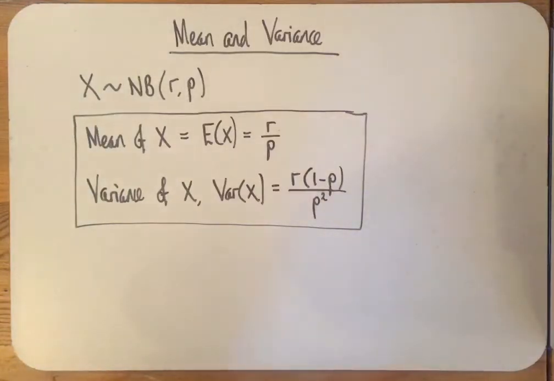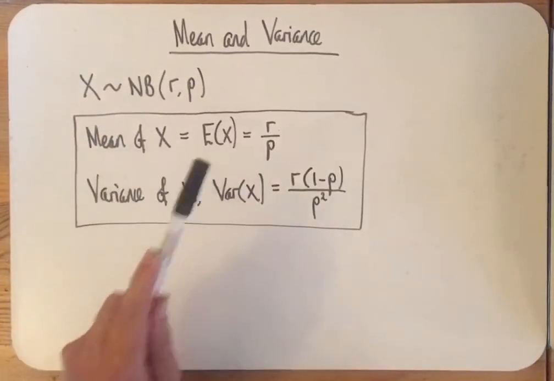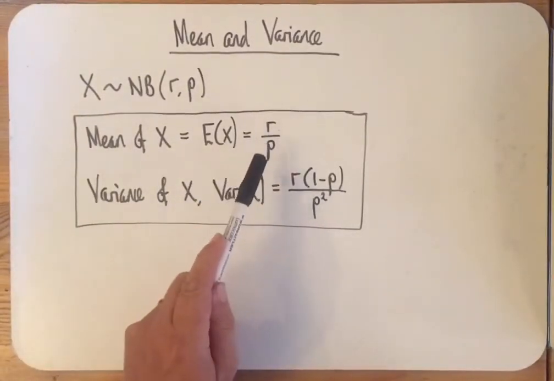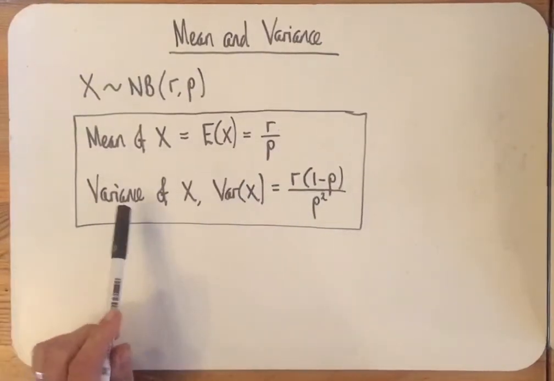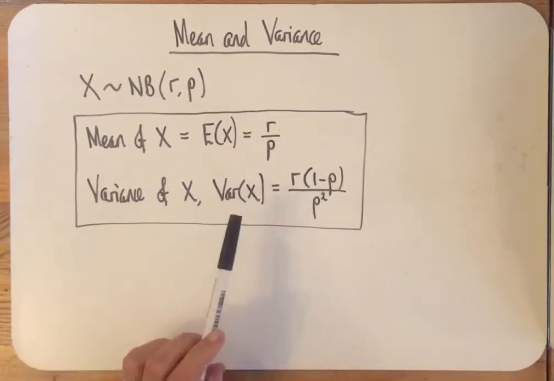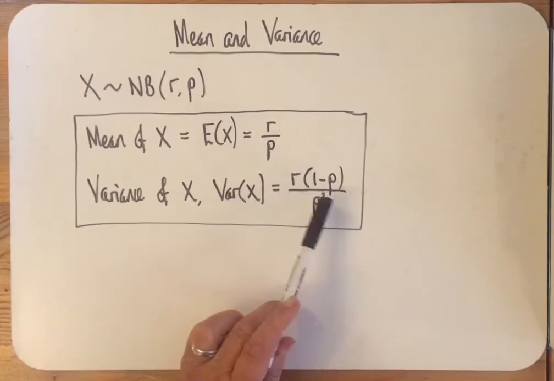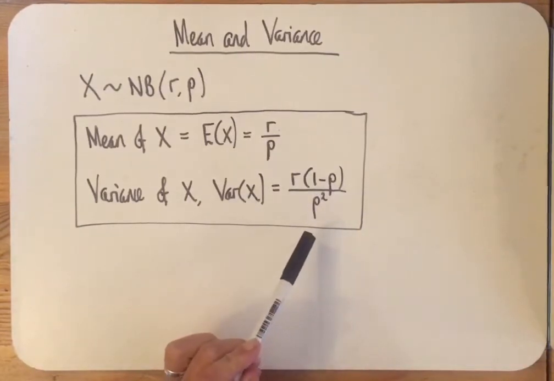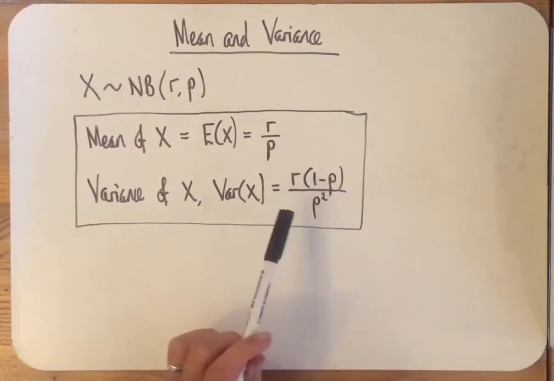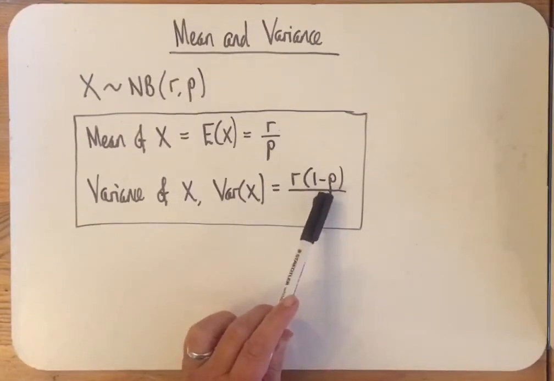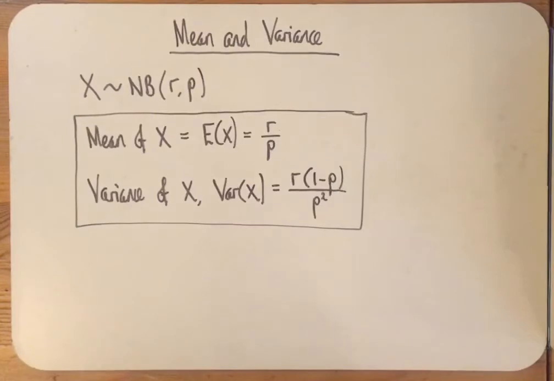Okay, mean and variance for negative binomial distributions. So the mean, same as the expectation, is equal to r over p, so that's the one we proved. And the variance is equal to r(1 minus p) over p squared. It's sort of quoted in terms of p. I'm pretty sure these are in your formula book. 1 minus p is q, so you could write that as rq over p squared if you wanted to.